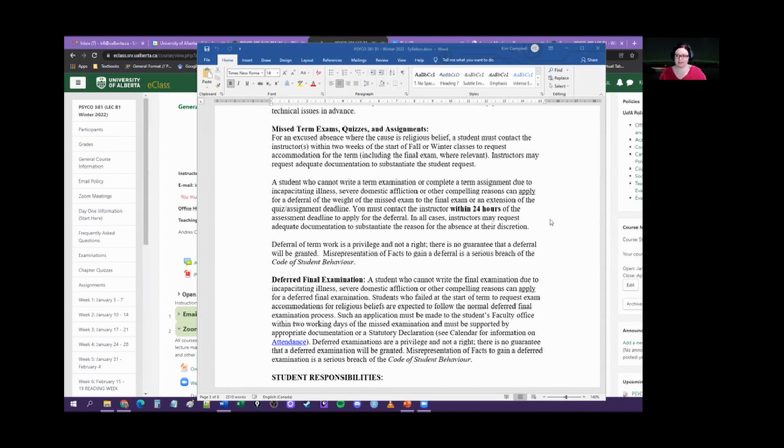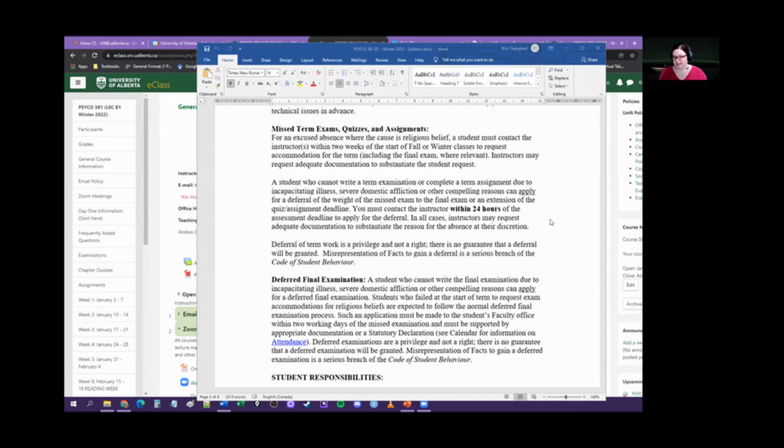So if you have to miss a midterm and it's for a reasonable reason, then we'll just defer the weight to the final exam. That way there's no panic of trying to reschedule a bunch of different things, because especially nowadays, there's a lot of rescheduling that would be required. So we just do a deferral that way.